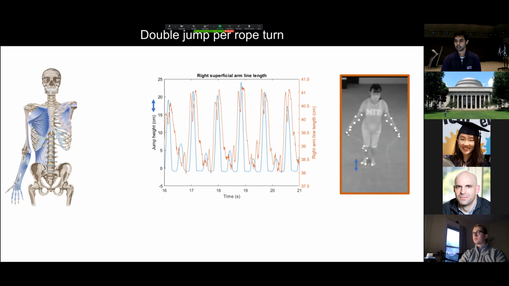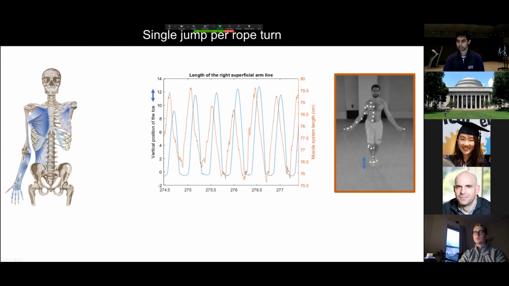Here in red is the length of the muscle system, which you'll see towards the right. And the up and down position is given by the blue trace, right? In the blue trace, you see the double jump clearly. And in the red trace, you see that the length of the muscle system is changing very reliably through every single jump. Now, let's look at mine. It's also oscillating with every single jump.